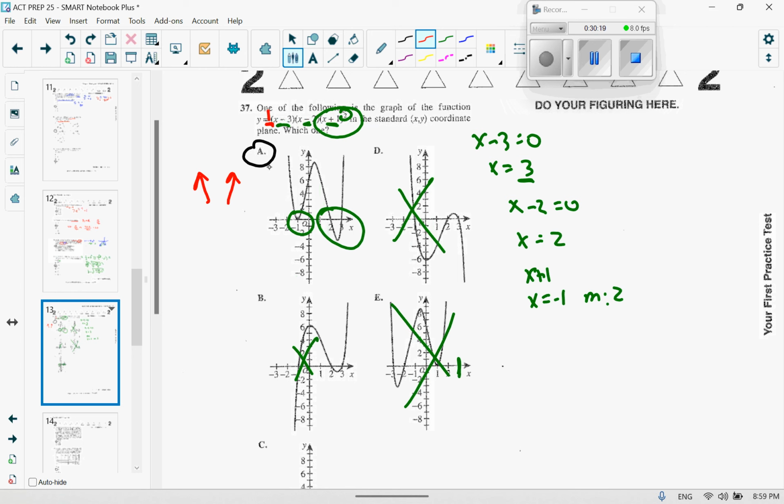Otherwise, the easiest way to do that would just be to graph it. But there's all the math that would lead me to a selection of A.